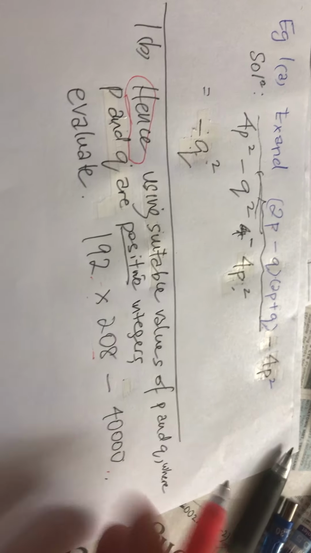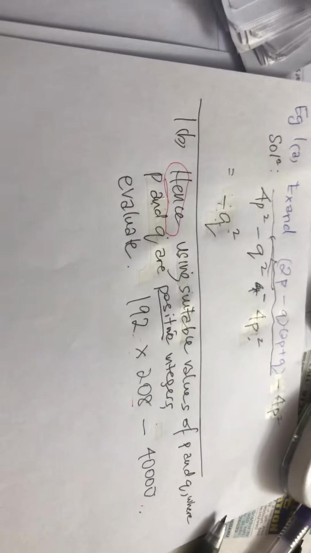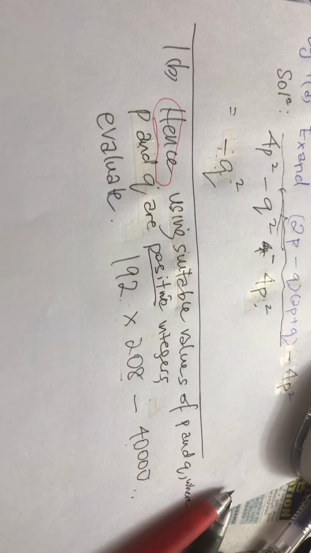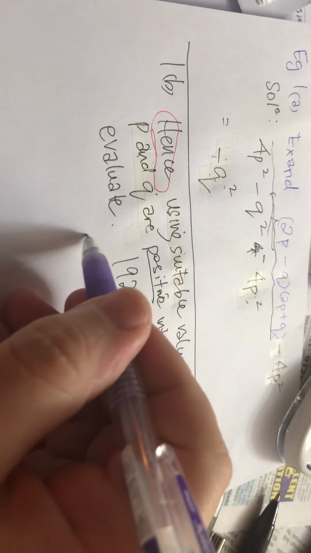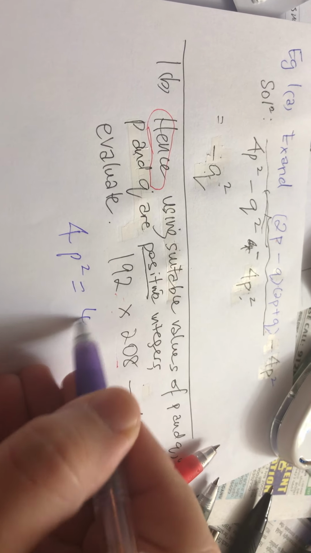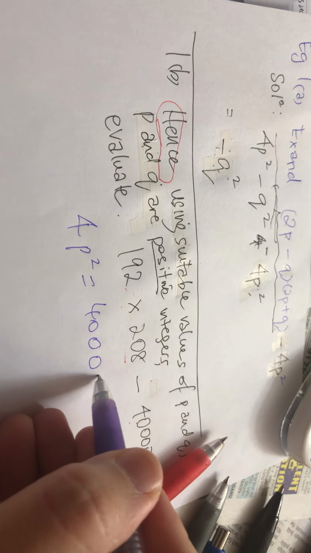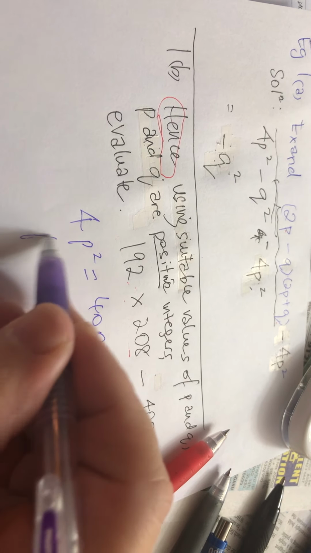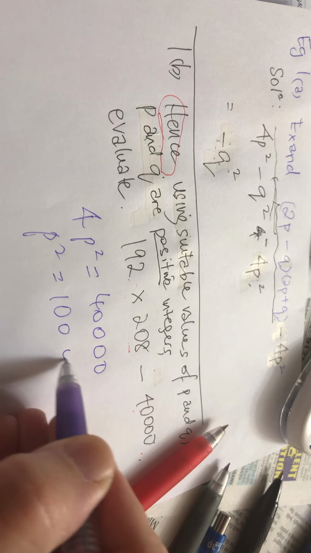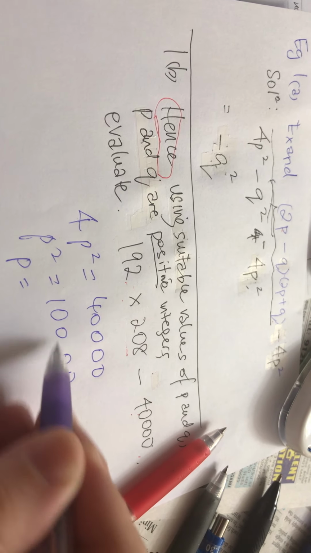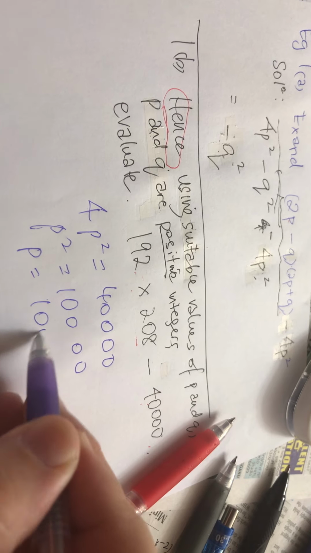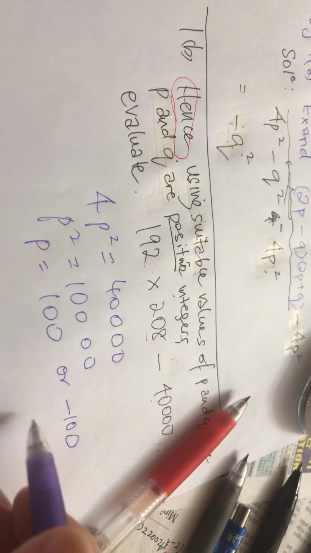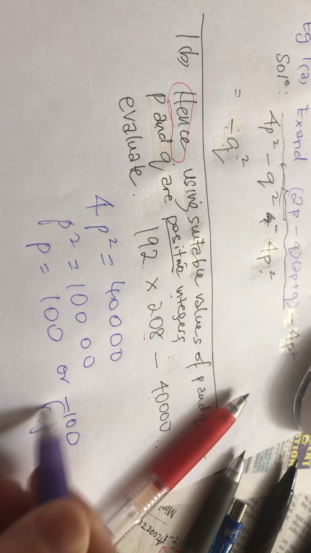So the easiest way to do this question is to attack 40,000. You know that 40,000 must be equals to 4p square. So let us work on that. 4p square must be equals to 40,000. Okay, I do not want the 4 here, so I divide both sides by 4. Now end up with 10,000. I square root 10,000, I will get 100 or minus 100. But because they only want positive integer, so I reject this.